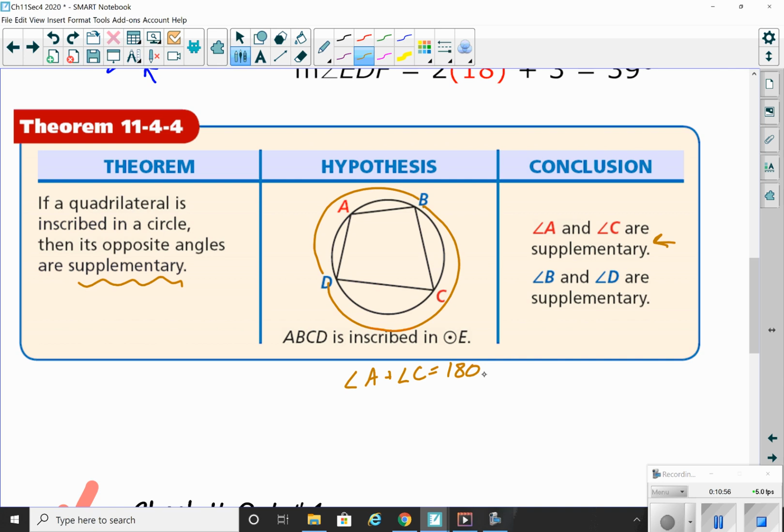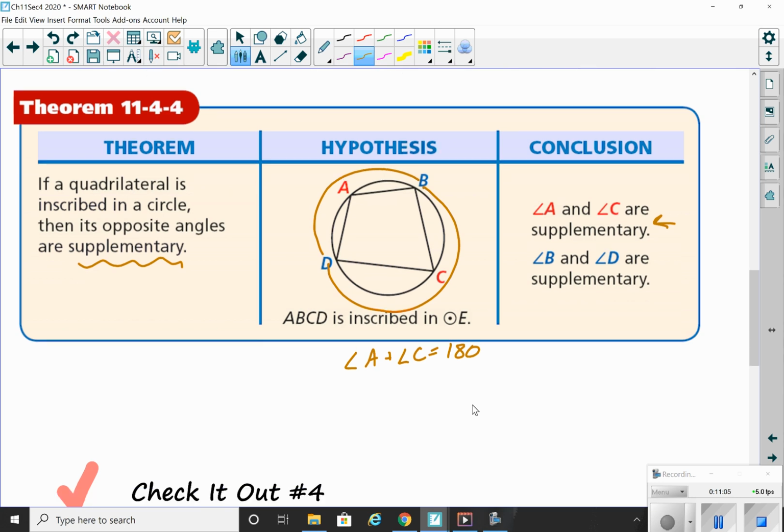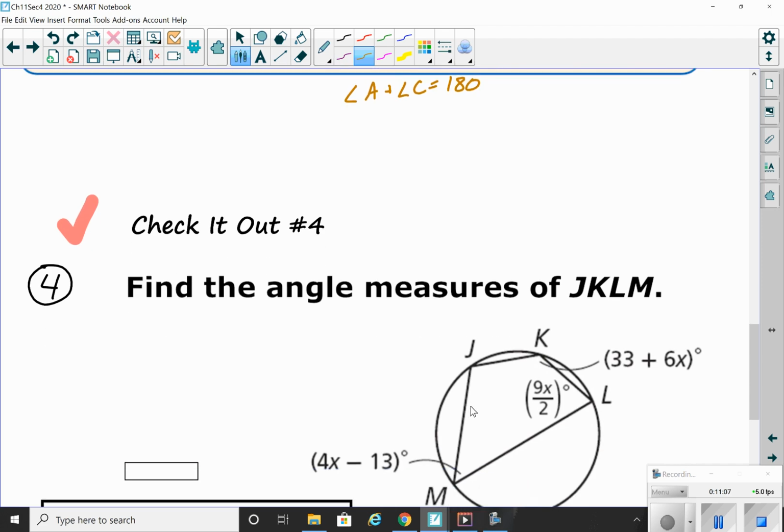So I want you to pause the video and go ahead and take a minute to copy down this theorem. And then we have just a quick example with that theorem.